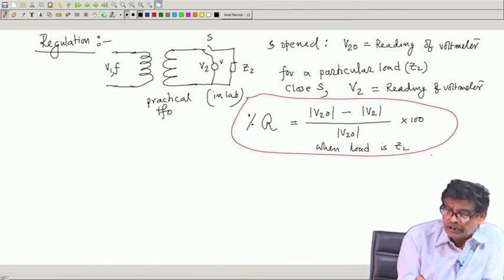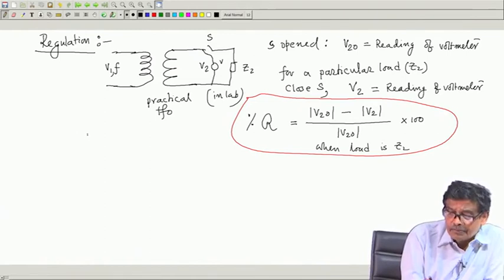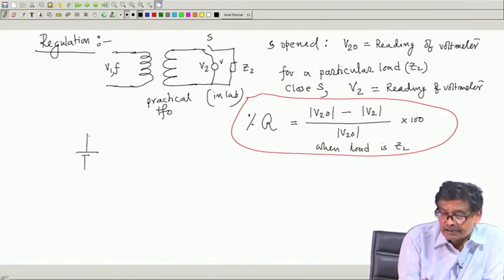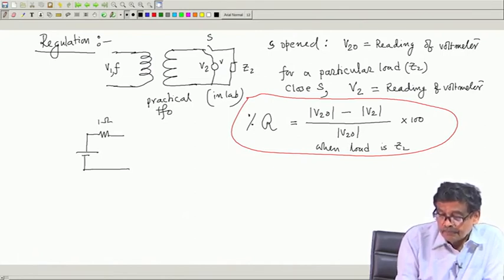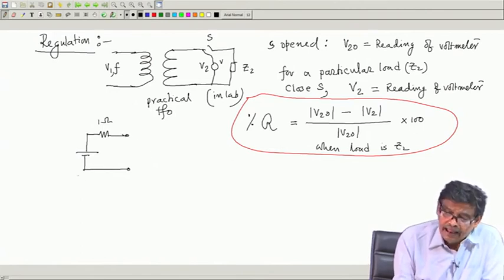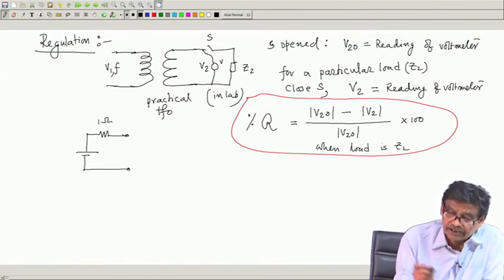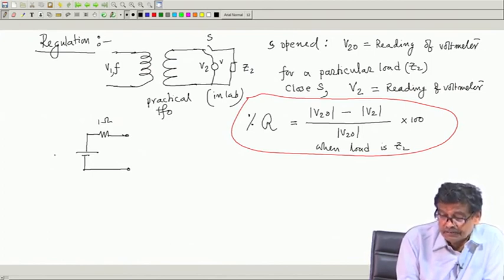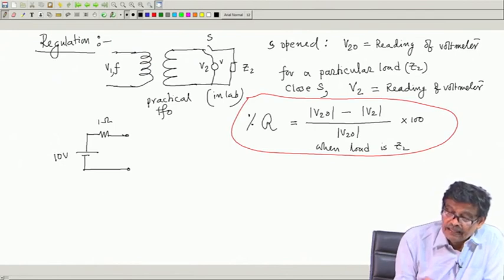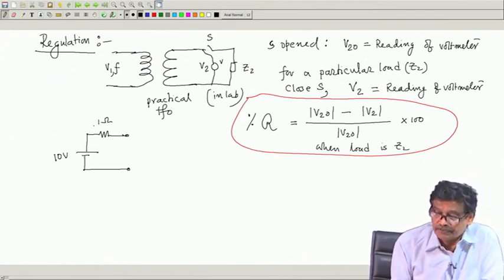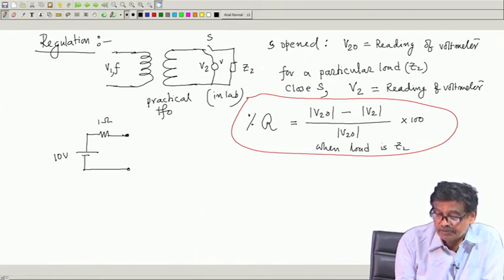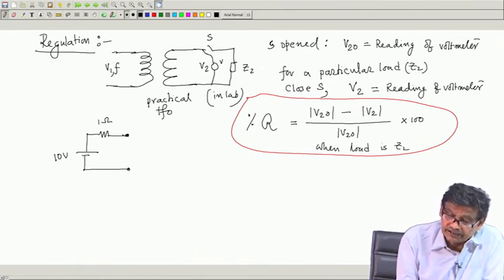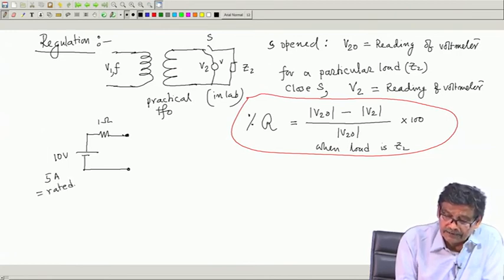Regulation is best understood this way: suppose you have a battery, with internal resistance 1 ohm, and a source of DC voltage, suppose this voltage is 10 volt, and its internal resistance is 1 ohm, and these are the terminals of the battery. And suppose the rated current the battery can supply is 5 ampere, equal to the rated current of the battery.